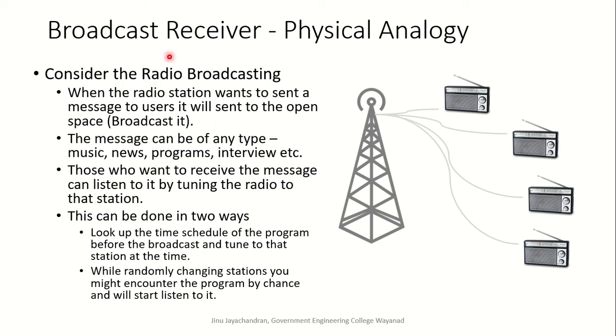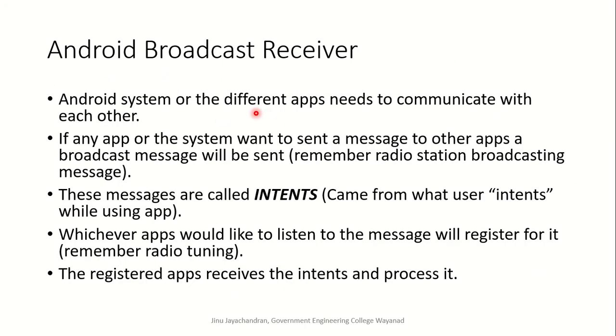A broadcast receiver in Android is basically used to communicate between different Android apps and also between the apps and the system. There is an operating system, and you need to communicate between the operating system and the other apps. Different apps might be running on your Android OS, and you need to communicate between these apps. So the broadcast receiver is intended for communication between different apps and the system.